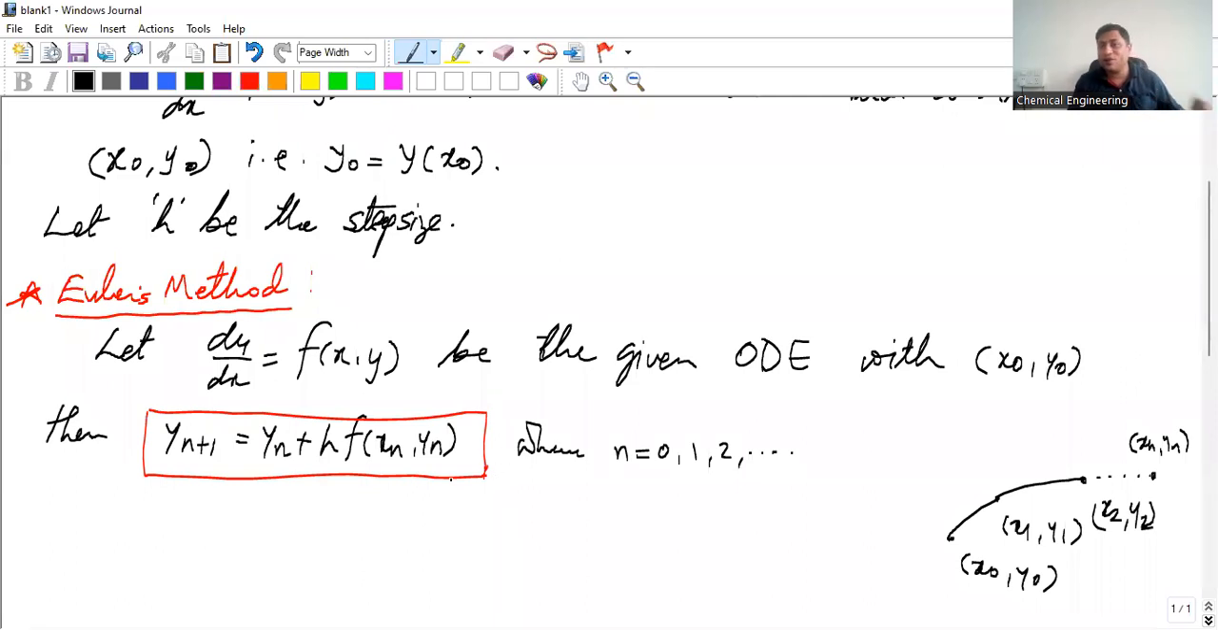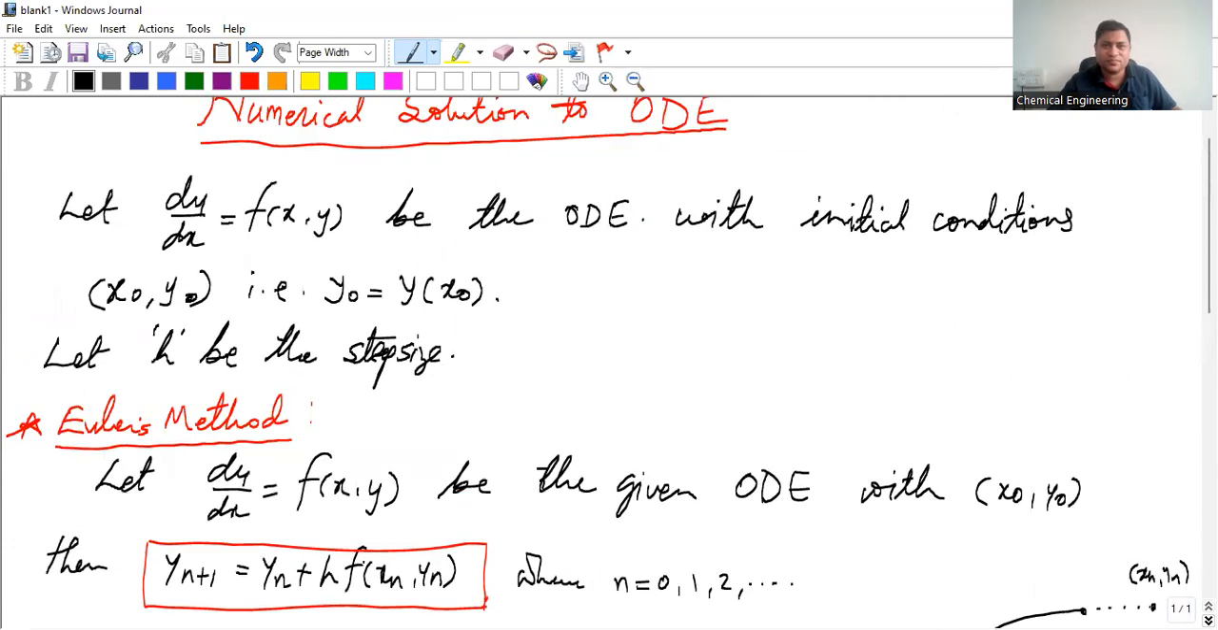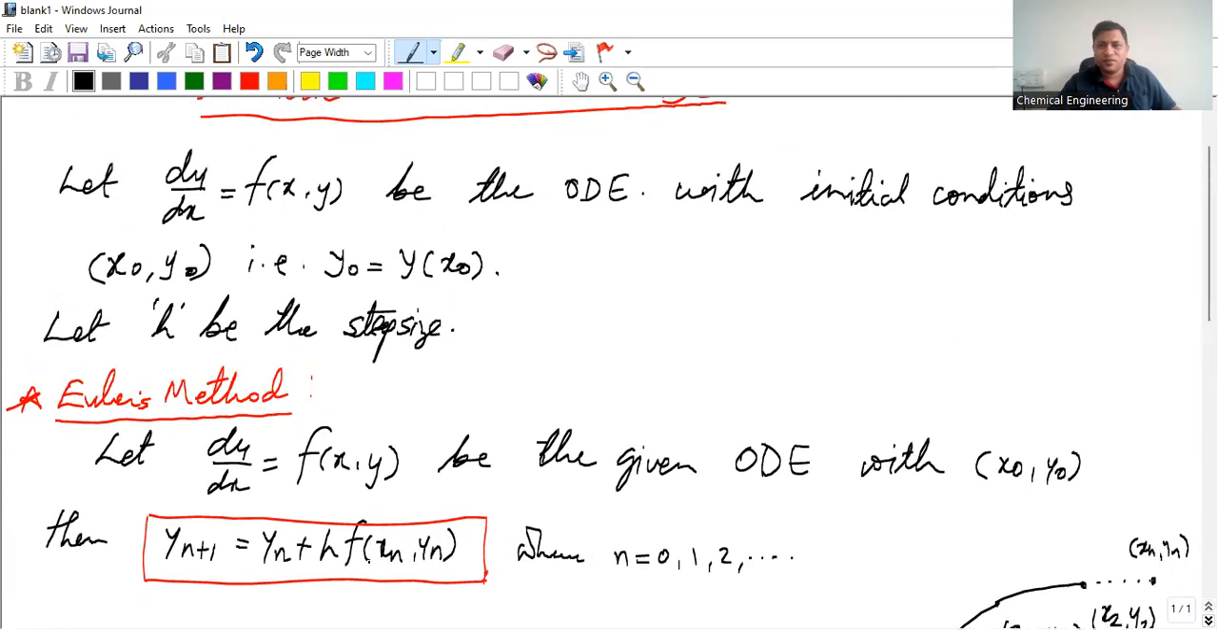So is there any doubt in this formula so far? No, sir. Okay, so all of you got this idea of a numerical solution and the Euler's method. Yes, sir. Okay, so I hope you are getting this right.